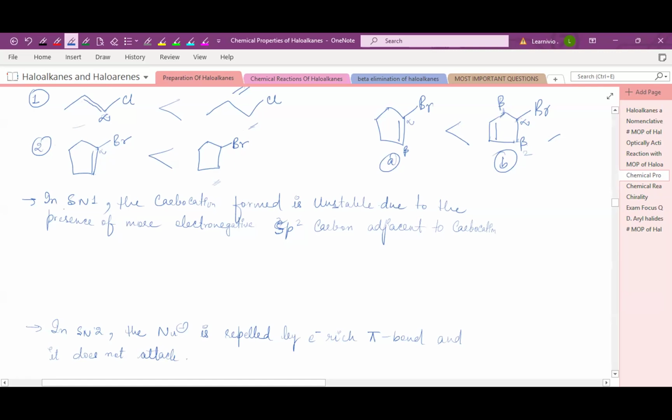So in SN1, what happens? The carbocation which is formed is unstable due to the presence of a more electronegative sp2 hybridized carbon adjacent to the carbocation. So suppose, let's take an example. Suppose we have CH2 double bond CH and this is your X.